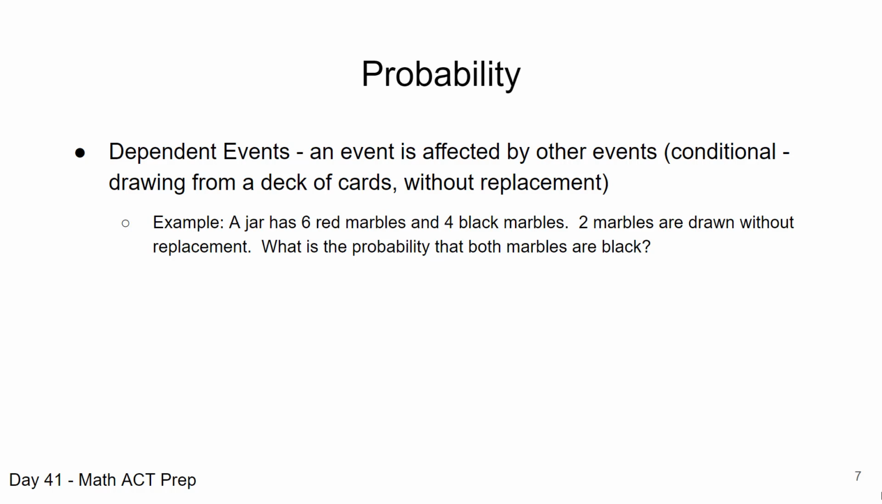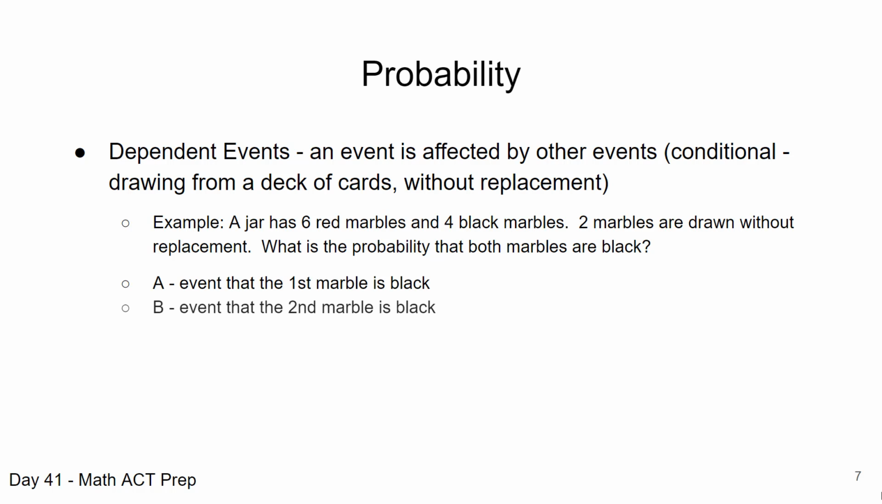So here's an example. We're talking about marbles here. We have a jar of 6 red marbles and 4 black marbles. 2 marbles are drawn without replacement. What is the probability that both marbles are black? So let's take a look. We'll call event A that the first marble is black, and event B that the second marble is black. So we can look at the probability of A. We have 4 black marbles out of the 10, so we have a 4/10 probability of drawing a black.